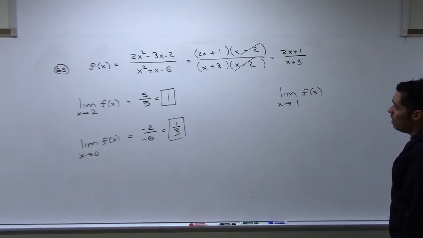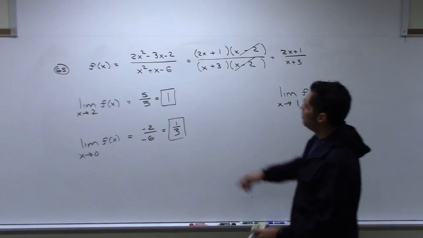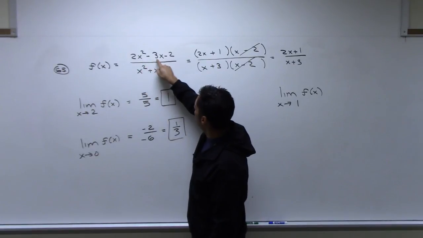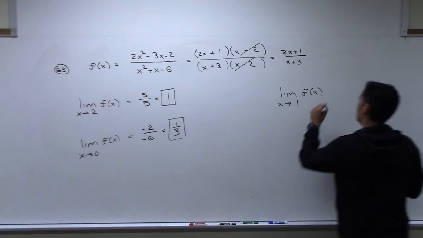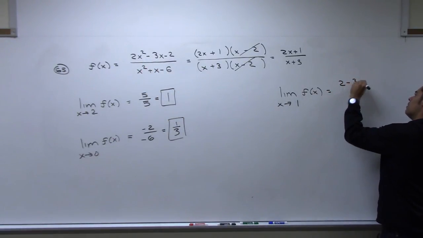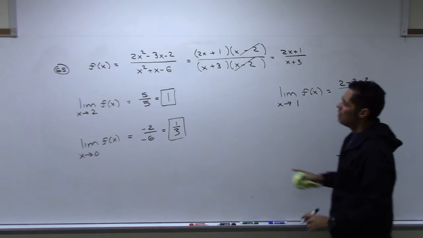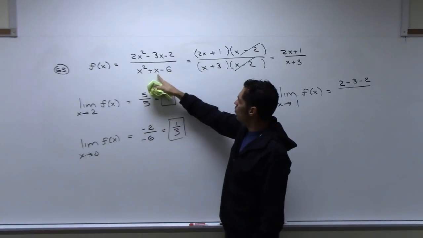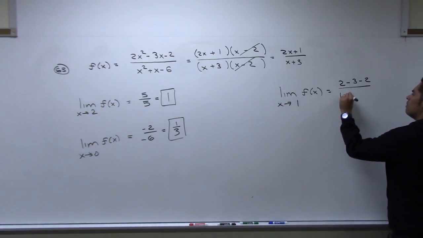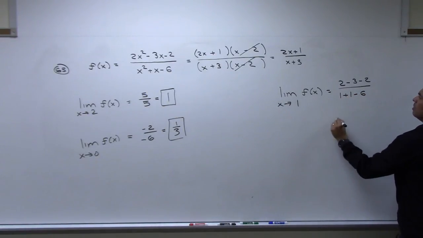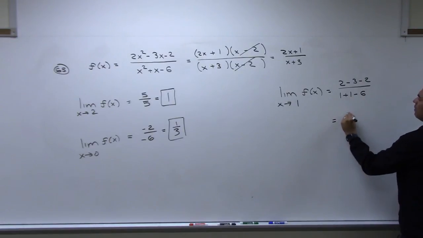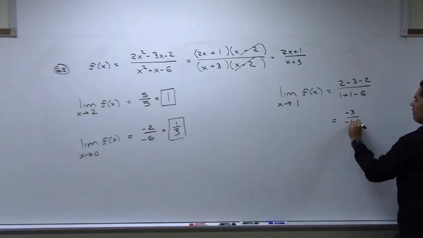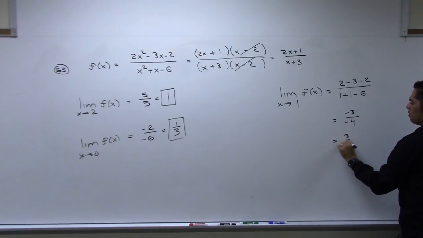Now let's plug in 1. So what happens if I plug 1 in here? I get 2 minus 3 minus 2. And on the bottom, plugging in 1, I get 1 plus 1 minus 6. So you're getting on the top negative 3 over 2 minus 4 on the bottom, so positive 3/4.